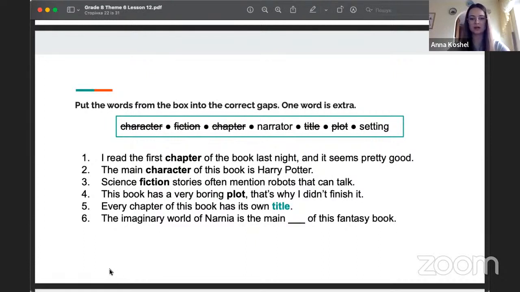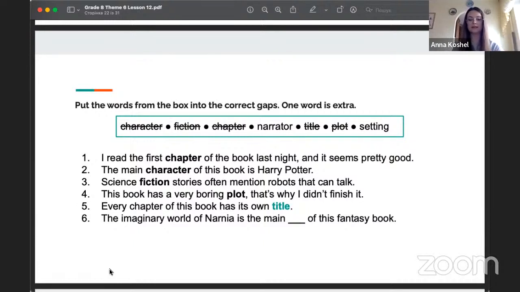So if we talk about the place where the events are happening or some circumstances in which they are happening, so would it be a narrator or setting that we need to use here? What do you think? You can write your ideas in YouTube channel chat. The imaginary world of Narnia is the main setting or narrator of this fantasy book.